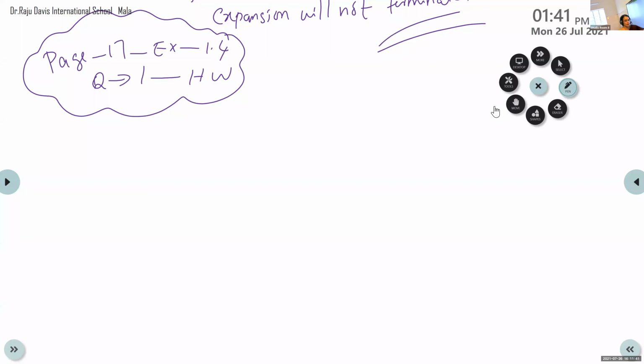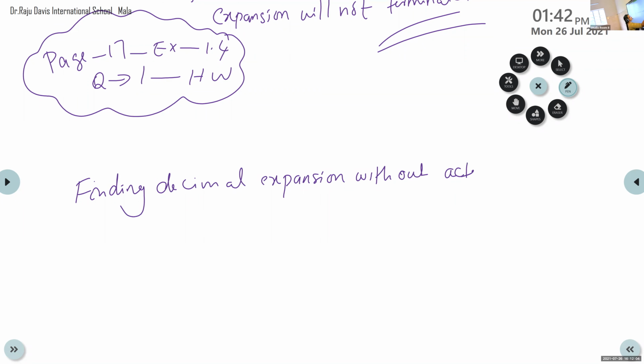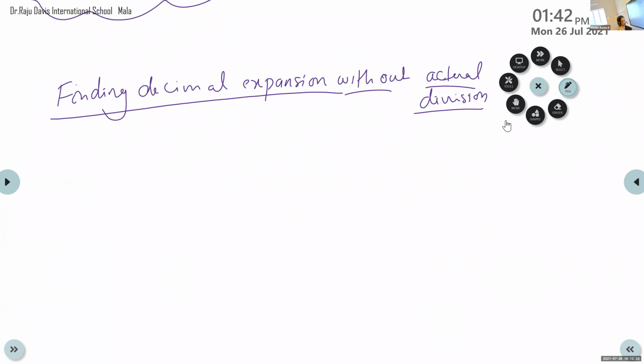Next, we are going to find the decimal expansion without actual division. Without doing actual division, we can find the decimal expansion of some of the rational numbers. Shall we start? Yes, ma'am. Okay, so first question is simple.